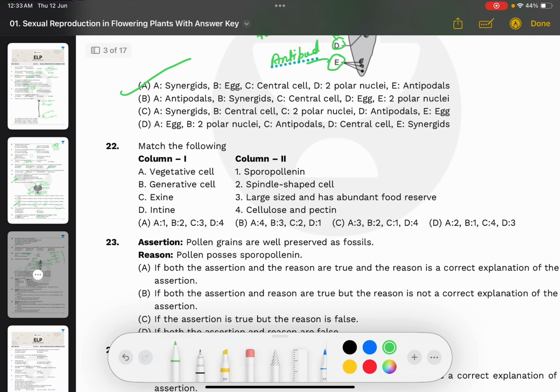Now after that, match the column. Vegetative cell is large size with abundant food reservoir. Sporopollenin is in the exine. Generative cell is spindle shaped. Spindle shape, and intine is made up of cellulose and pectin. So D matches 4, where is D matches 4? Here we have it. And where is C matches 1? There we have C matches 1. So this is the answer.